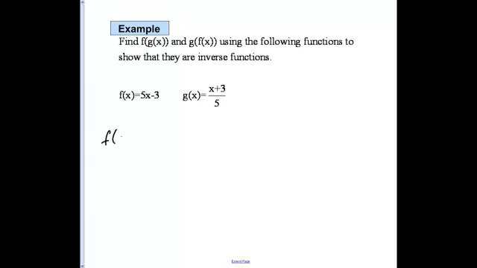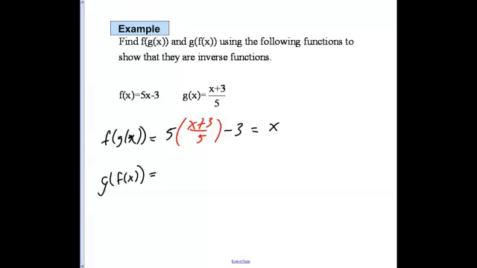Find f of g of x and g of f of x to show that they are inverse functions. So f of g of x is equal to 5, and I'll write it in red. We'll plug in g of x, minus 3, and we get a value here of x. Then g of f of x is equal to, we'll plug in f of x, plus 3 over 5, and we get a value of x there. So they are inverse functions.